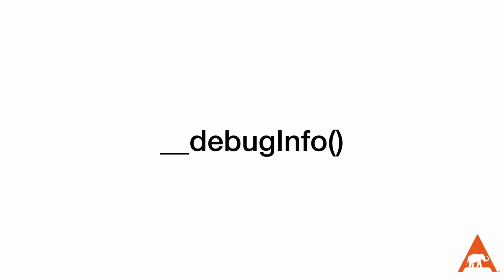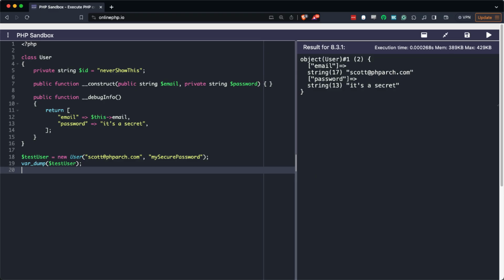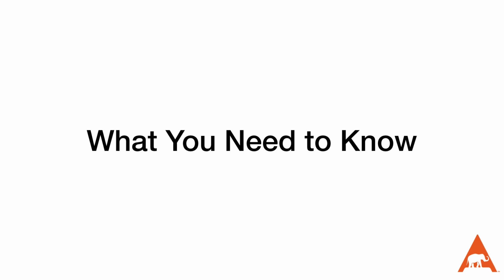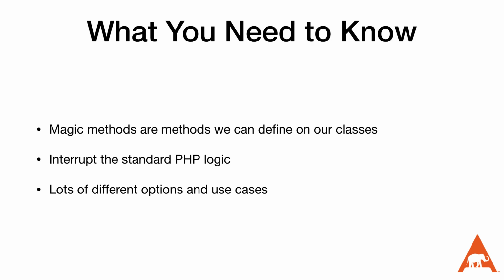The debugInfo magic method, which annoyingly is the only camel case magic method, is called by the var_dump function to get the properties that should be shown. This can be used if we have sensitive data that we don't want output to the screen in any fashion. As a brief recap, magic methods are methods that we can define on our classes. They interrupt the standard PHP logic, and there's lots of different options and use cases for them.